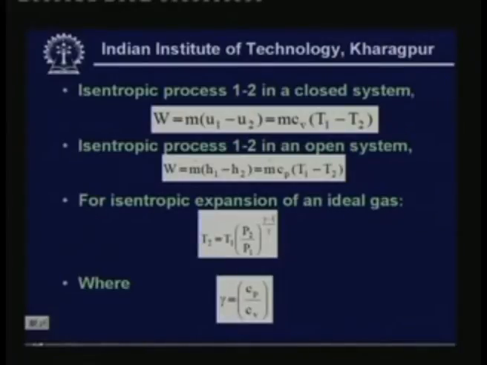This equation can be very easily derived by applying two equations. One is the ideal gas equation of state, that is PV is equal to RT, and the second is the process equation for an isentropic process, that is PV to the power of gamma is constant. So, if you use the equation PV is equal to RT and also PV to the power of gamma is equal to constant, then you can get this expression for the temperatures in terms of the pressure ratios.